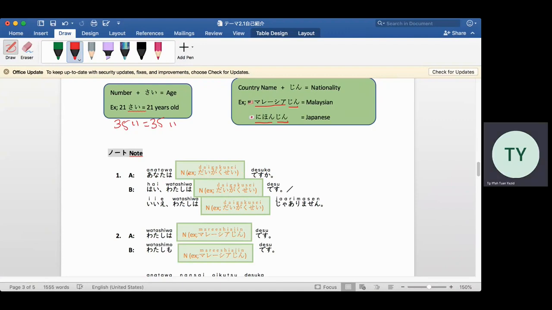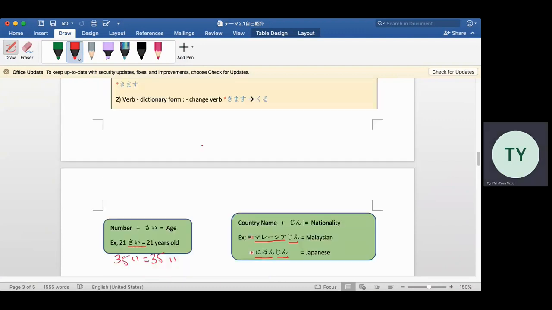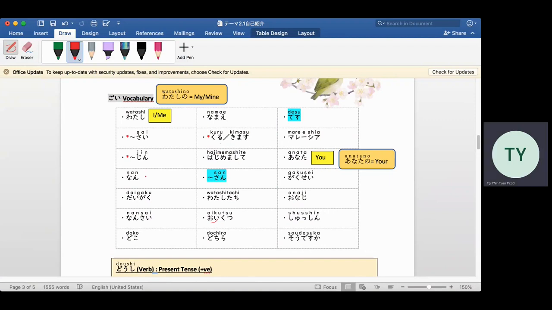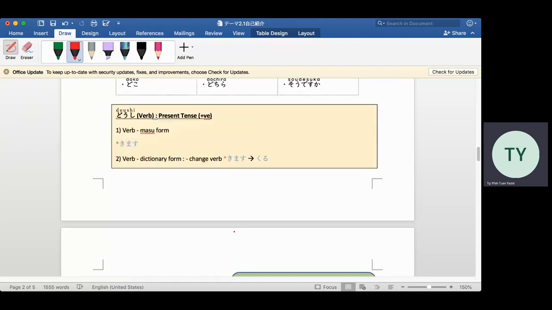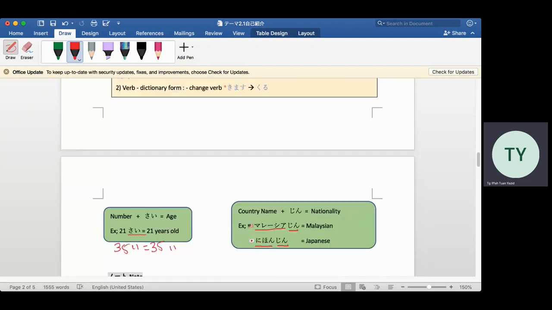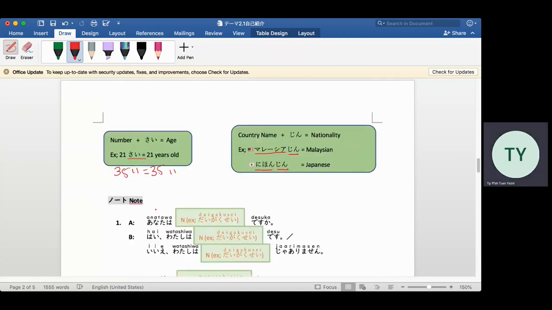You can put any noun here, not necessarily daigakusei. But it depends on the noun. You cannot use any noun. You have to see the meaning. You can use gakusei. You can use Malaysia Jin, or Nihon Jin. Put here: Anata wa daigakusei desu ka?